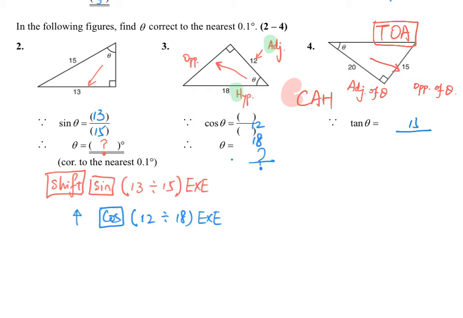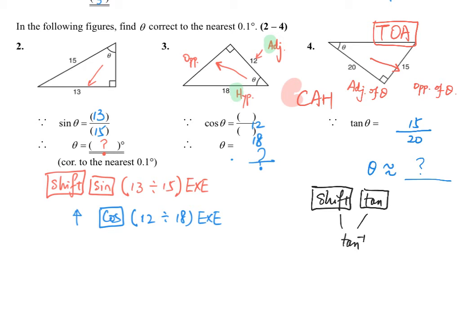Opposite side is 15, adjacent side is 20. Because we want to find the angle theta, we need the shift button on our calculator, shift, and then this is tangent, so we use shift tangent. The calculator will give us this function, arctangent.